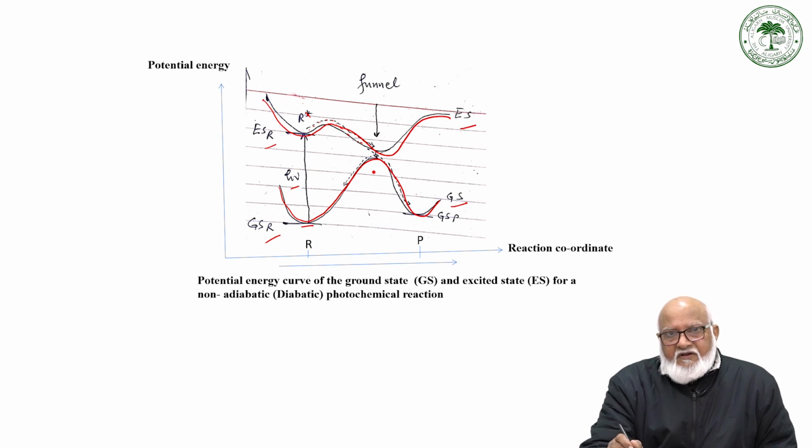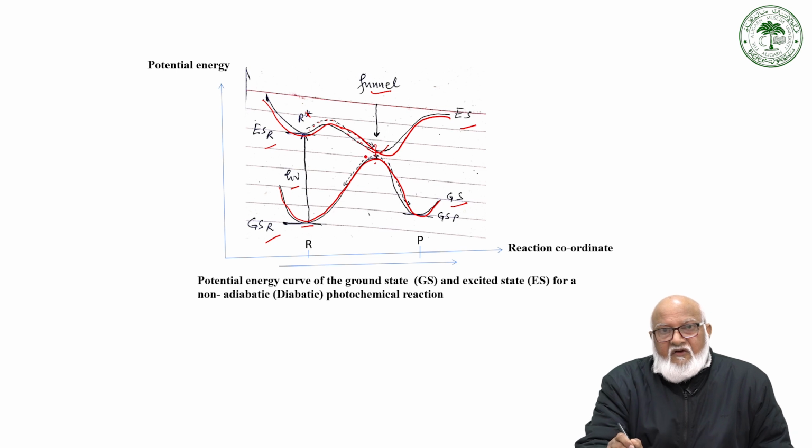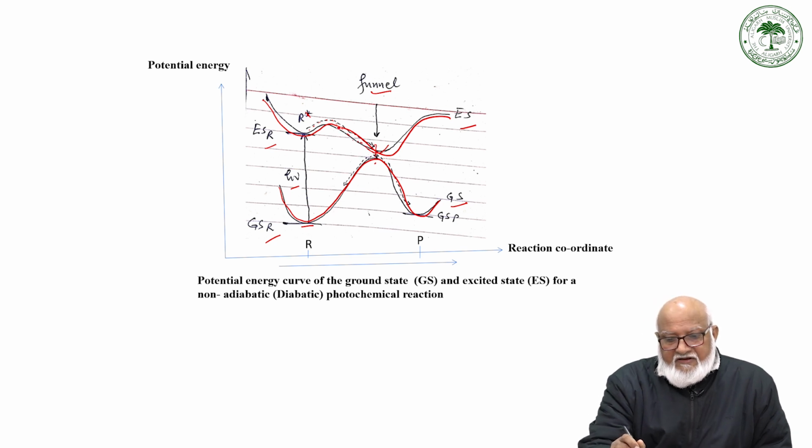The reactant in the excited state moves on the surface of the excited state curve. In this type of photochemical reaction, both the ground state and excited state curves come very close to each other, and there is a formation of a funnel, and then there is a switch over from the excited state curve to the ground state, because they are very close to each other, and the rest of the reaction takes place on the surface of the ground state.